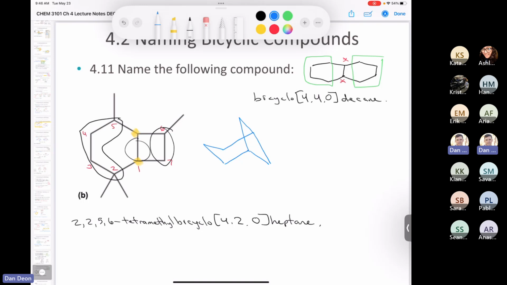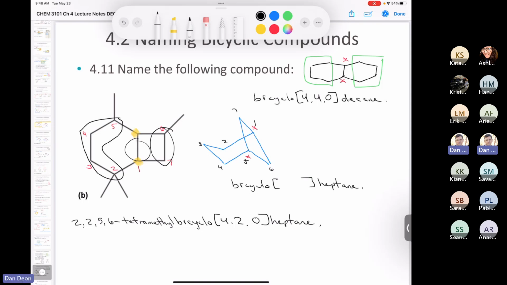How many total carbons, right? This is a bridgehead carbon, this is a bridgehead carbon. So the total number of carbons that I have, 1, 2, 3, 4, 5, 6, 7 carbons. So it's a bicycloheptane. So I'll put in here bicycloheptane. Okay, then I need my bicyclo something, something, something heptane.